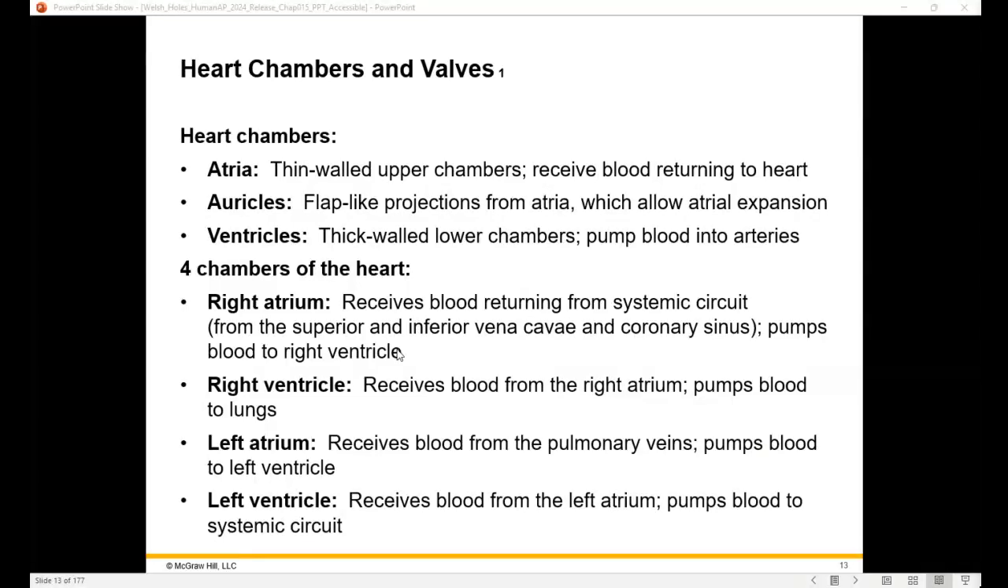And there's 4 chambers of the heart, really. We have the right atrium that receives blood returning from the systemic circuit, from the superior and inferior vena cava and the coronary sinus, and it pumps blood to the right ventricle. The right ventricle receives blood from the right atrium, pumps blood to the lungs. The left atrium receives blood from the pulmonary veins and pumps blood to the left ventricle. And the left ventricle receives blood from the left atrium and pumps blood to the systemic circuit.